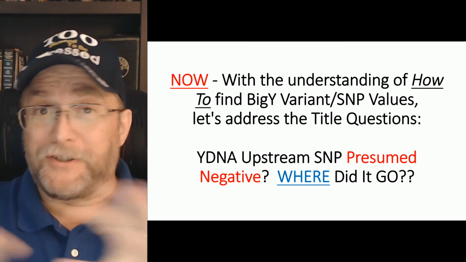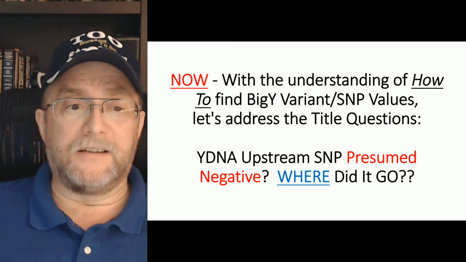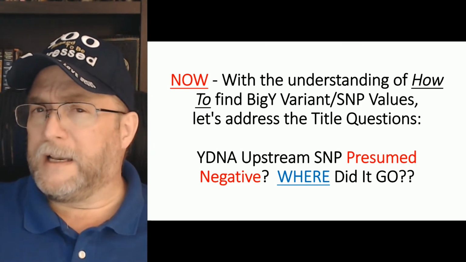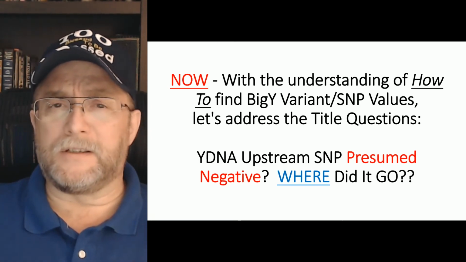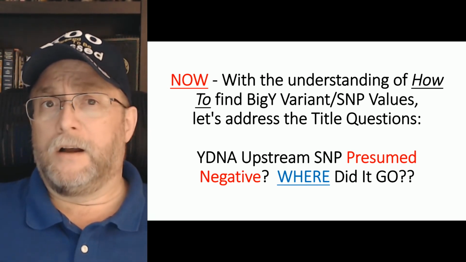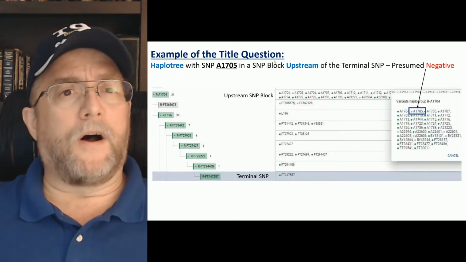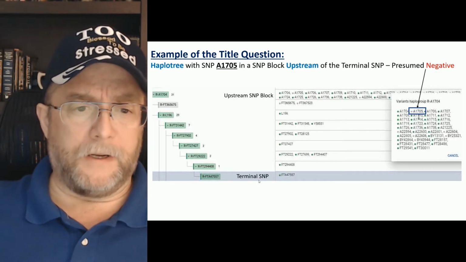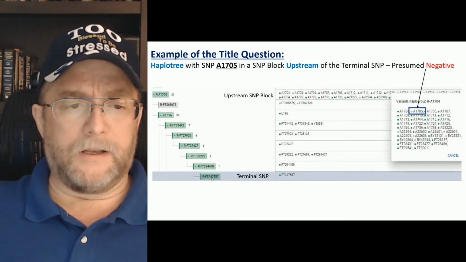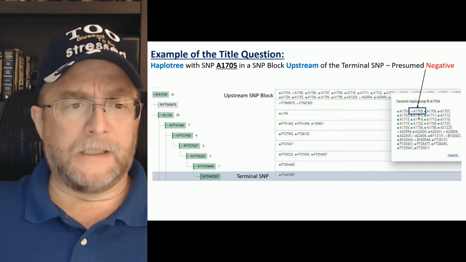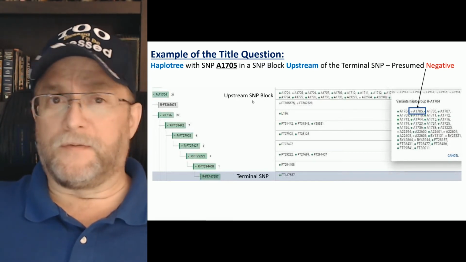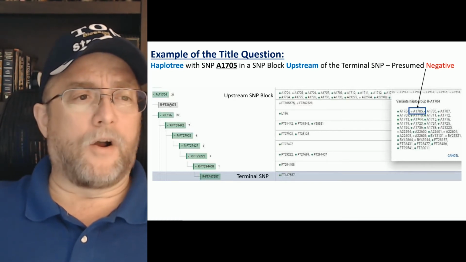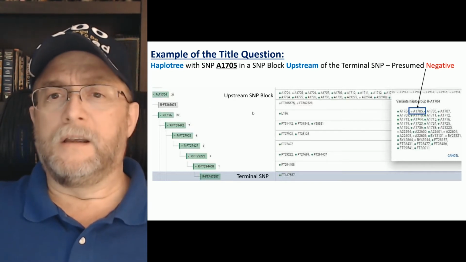now we can go to the questions I started with in this presentation, and that is, why is a DNA upstream SNP presumed negative? Where did it go? Now we're going to look at a live instance on a BigY tree of this kind of example. On my father's haplotree, his terminal SNP is at this level in this green called area, and several upstream, which defines, as the question stated, an upstream SNP block.